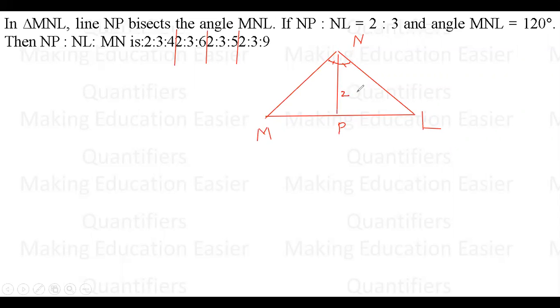So NP को मैंने 2 मान लिया, NL को मैंने 3 मान लिया. MNL is 120 degrees. So if the complete angle is 120 degrees, this will be 60 degrees, and this will also be 60 degrees. Now we need to find NP, NL, MN. So students, NP और NL तो हमें पता ही है. We just need to figure out what is MN. So let's say I'm assuming MN as X. MN को मैंने X मान लिया.